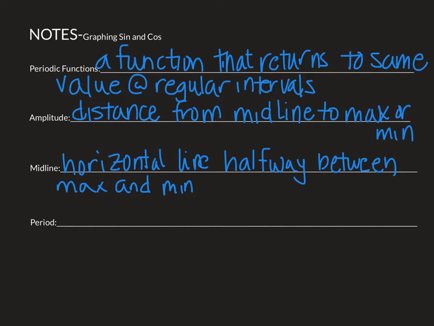Okay. And then we said it was called a periodic function. That's because each of our sine and cosine graphs have what we call a period. And the period of the sine and cosine graphs is the horizontal length of one cycle. And what that means is it's how long it takes before the pattern repeats. So since it's a periodic function and it returns to the same value, how long until it returns to the same set of values? That's the period.